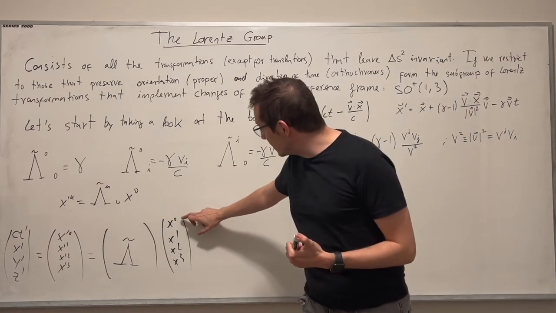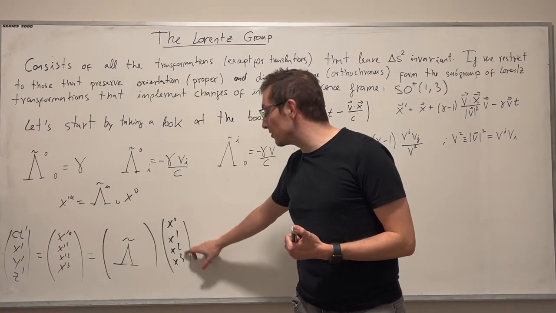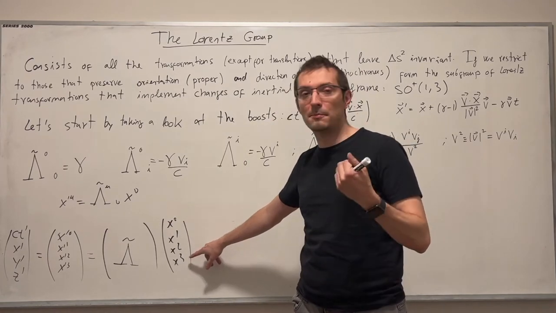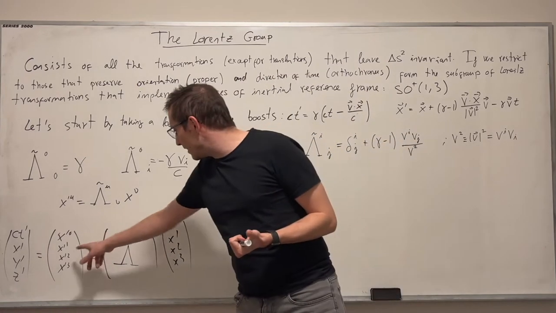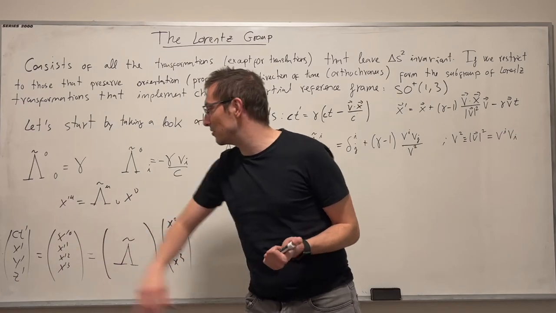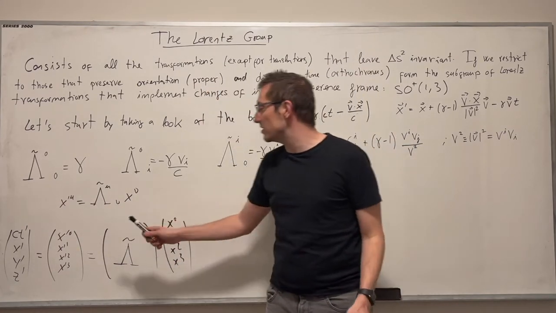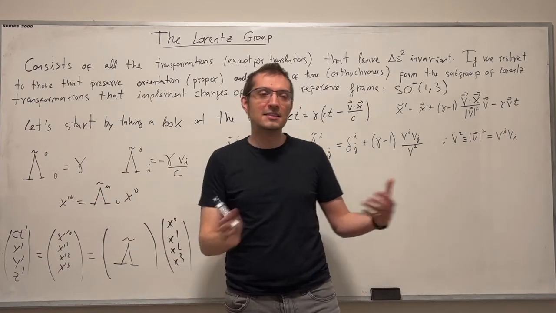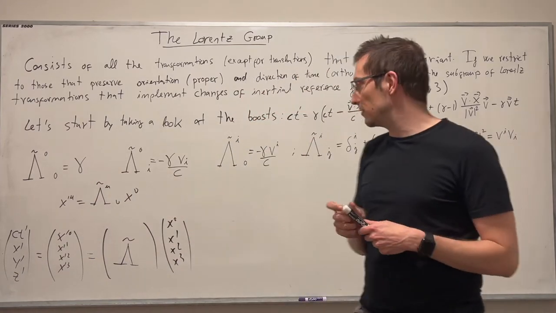I can think of it this way: I have the coordinates, the position vector of whatever event I want, in the reference frame S unprimed, and I want the primed one. I just multiply by a matrix that implements the transformation. This is just this equation. The components of the vector change with lambda tilde when I change bases, okay? Changing bases in this case is a change of reference frame.